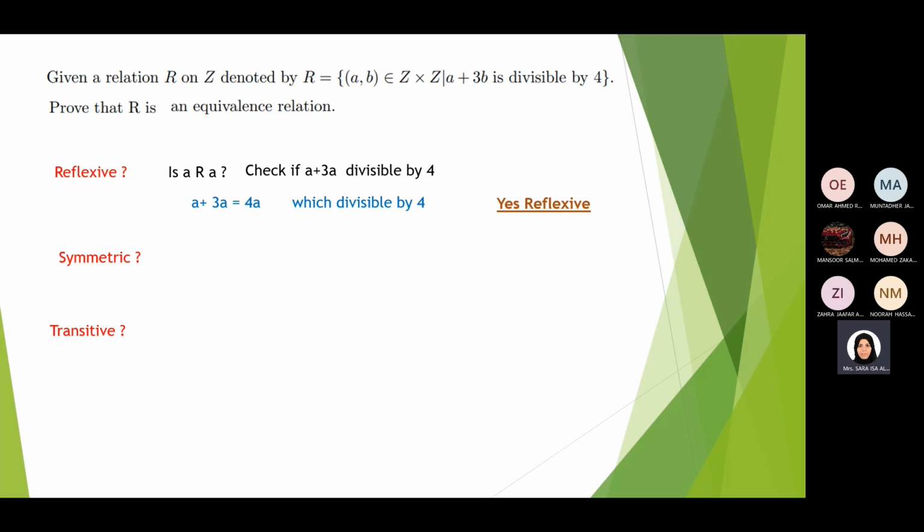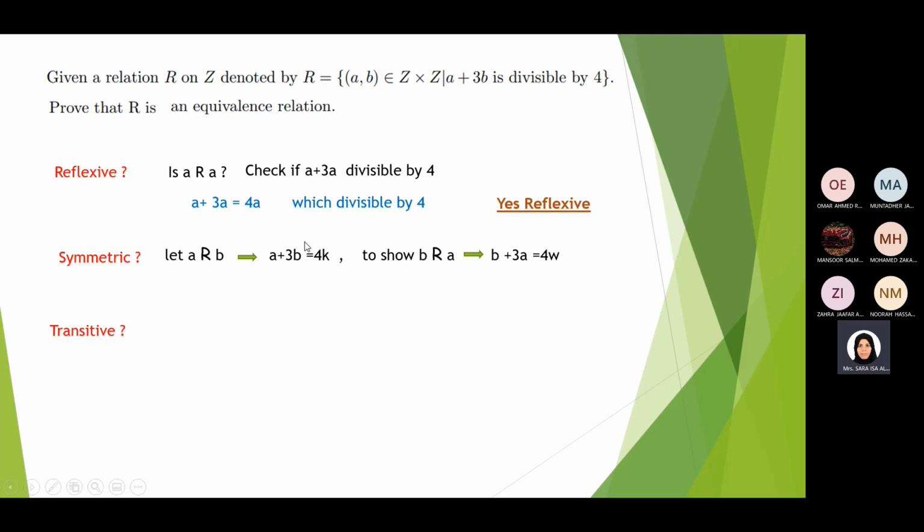Is it symmetric? What does symmetric mean? It means if A R B, can I show that B R A? This is what symmetric means. Now I am assuming A is related to B. I am assuming the premise. I have to show the conclusion B R A. So my work is to show this.